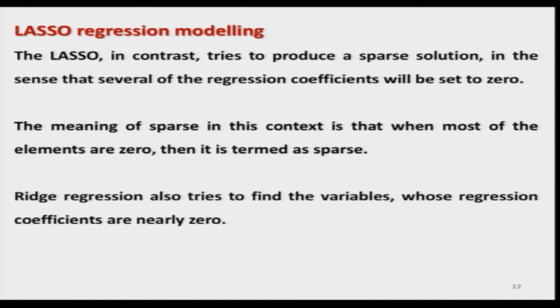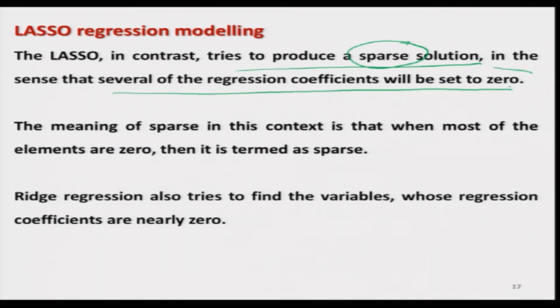But there is a difference. In the case of ridge regression, you have a very nice closed form of the estimator, but in the case of LASSO, you do not have a closed form of the estimator, and the LASSO tries to produce a sparse solution, which is in contrast to ridge regression. What is the meaning of this word sparse, or what is the interpretation of a sparse solution? LASSO will try to produce a solution of beta j in which several of the regression coefficients will be set to 0, and this is what we want.